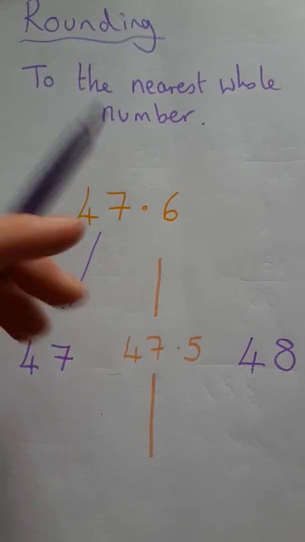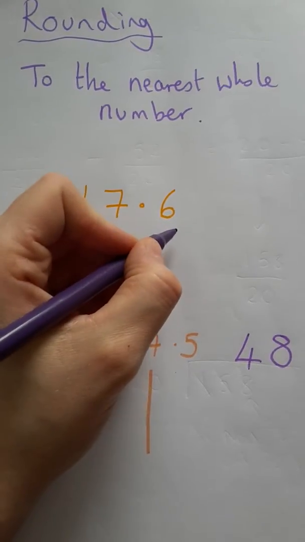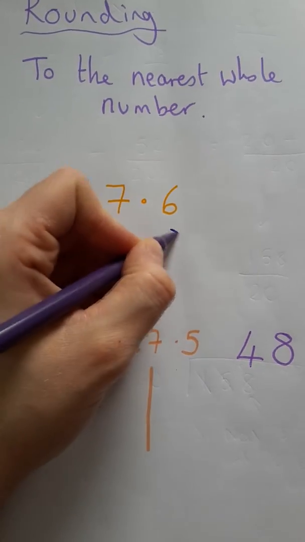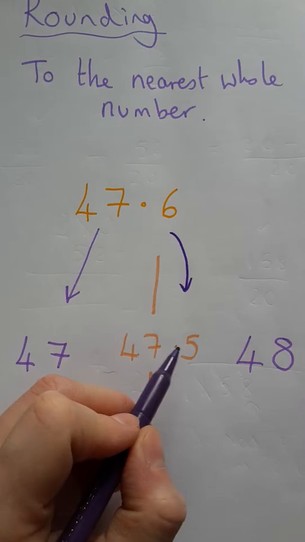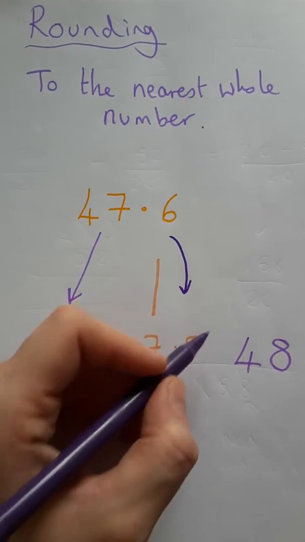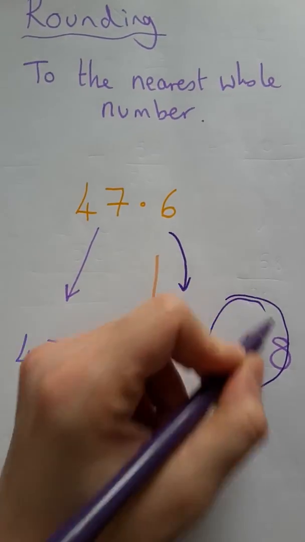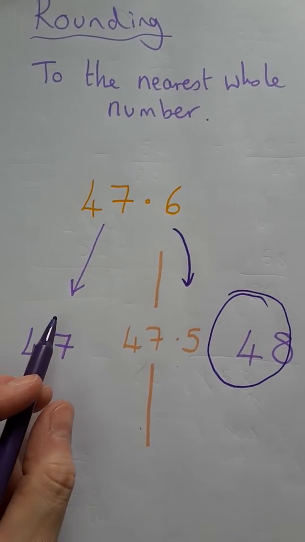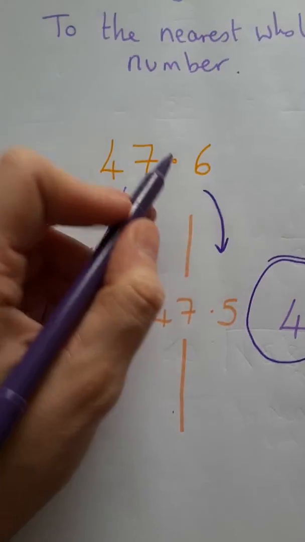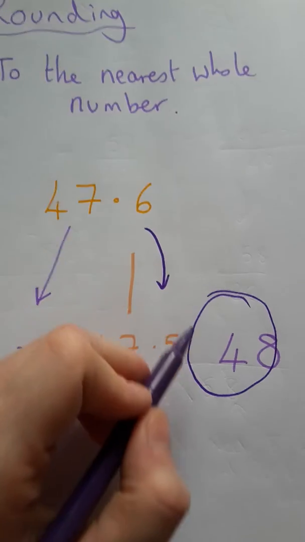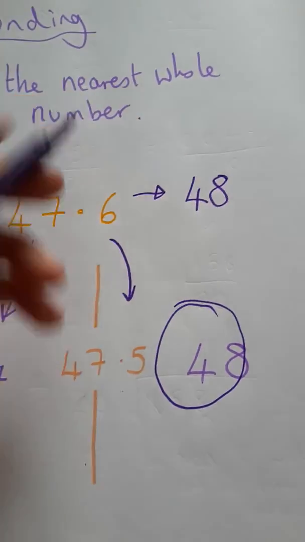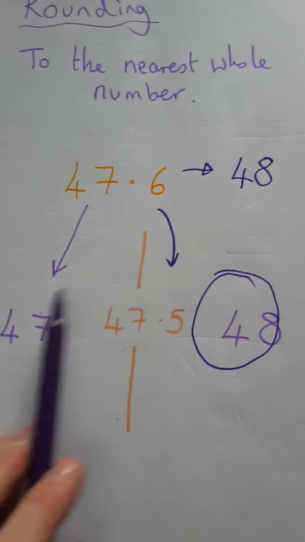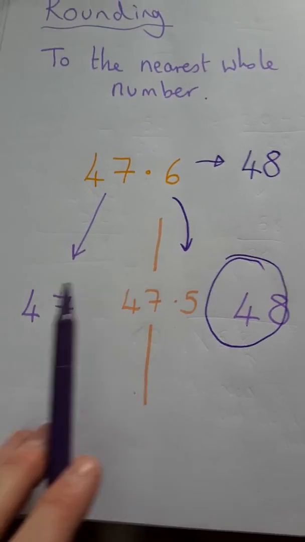Now the number that we've actually been given is 47.6. And 47.6 is larger than our midway point, which is 47.5. So that means that it's actually closer to 48 than it is to 47. So 47.6 to the nearest whole number would be rounded to 48 because that's the whole number that it's nearest to.